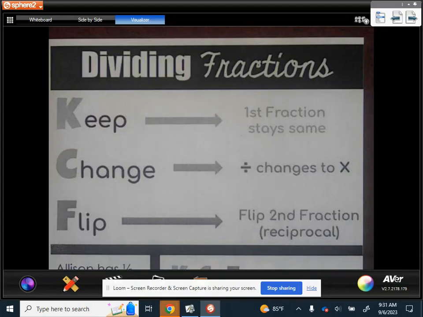Our strategy for dividing fractions is called keep, change, flip. The keep means that we're going to keep the first fraction exactly the way it is. The change means we're going to change the division symbol to a multiplication symbol. And the flip means we're going to flip the second fraction to be its reciprocal. So that means that the numerator becomes the denominator and the denominator becomes the numerator. You flip it upside down.